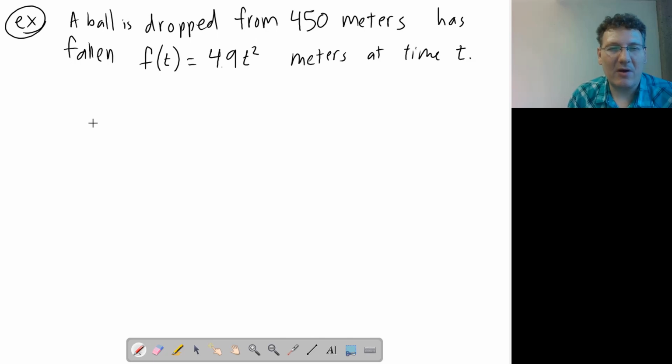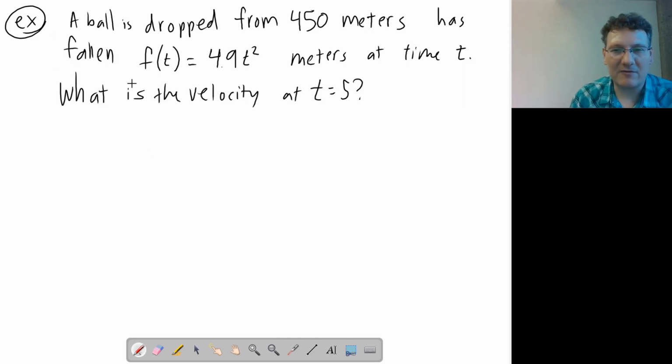Call that v of a, velocity at time a, for example. So for example, if a ball is dropped from 450 meters high, we're given its position function, or the distance it's fallen, as 4.9 t squared at time t, where t is in seconds.